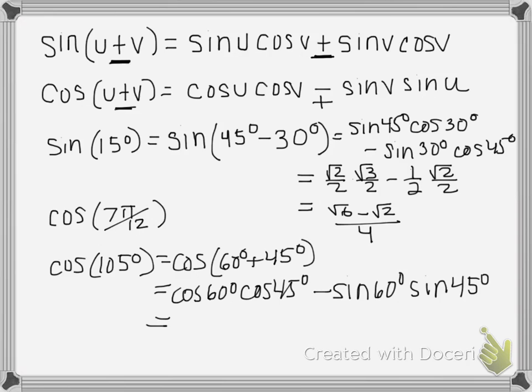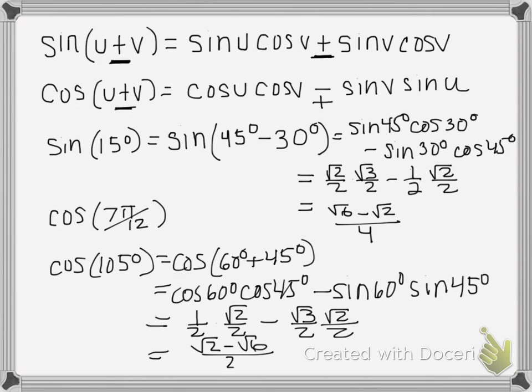Cosine of 60 degrees is 1/2. Cosine of 45 degrees is rad 2 over 2. Sine of 60 degrees is rad 3 over 2. And the sine of 45 degrees is rad 2 over 2. And we get rad 2 minus rad 6 over 2. Simple enough.